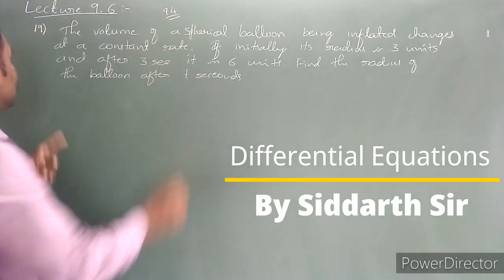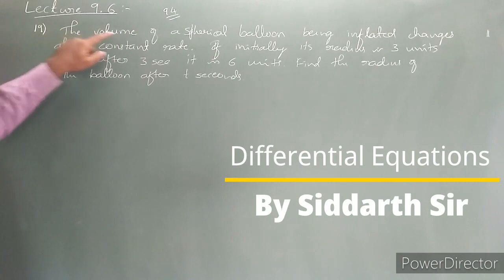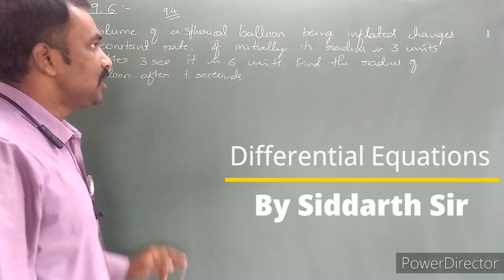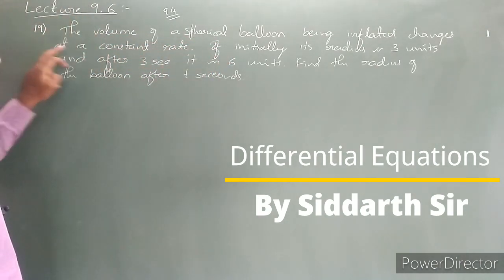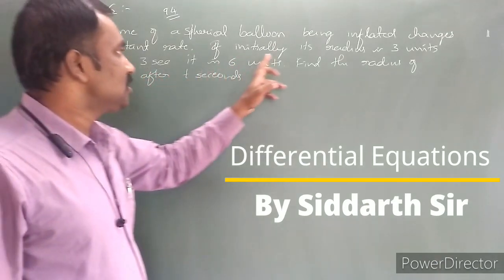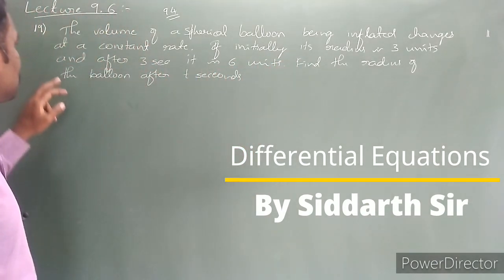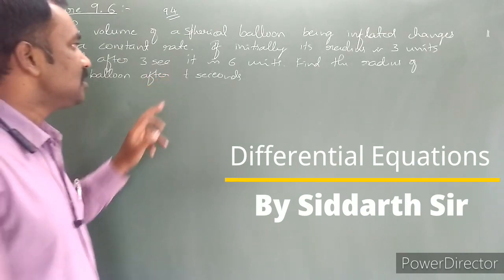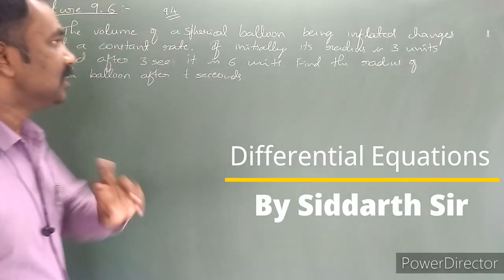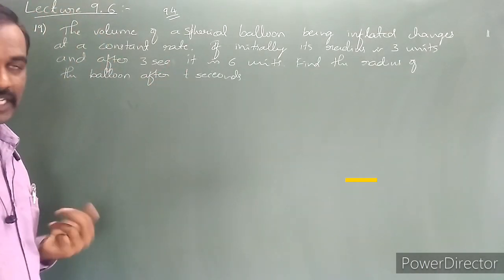In that 19th problem, the volume of a spherical balloon being inflated changes at a constant rate. If initially its radius is 3 units and after 3 seconds it is 6 units, find the radius of the balloon after t seconds.